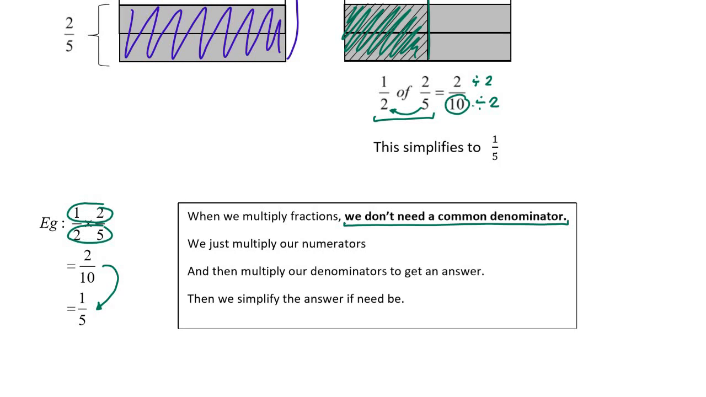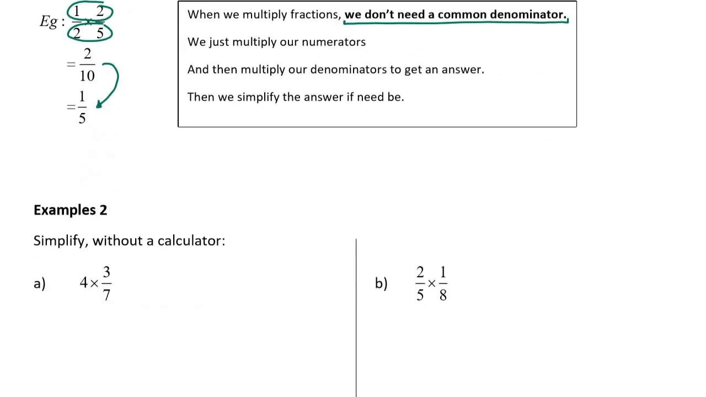Now there are different ways to multiply fractions. This way, I always call top times top, bottom times bottom. There is the second way, which is cross-cancelling. So as we work through example 2, I'm going to show you both methods. Cross-cancelling is very useful for big numbers. So let's have a look at some examples.